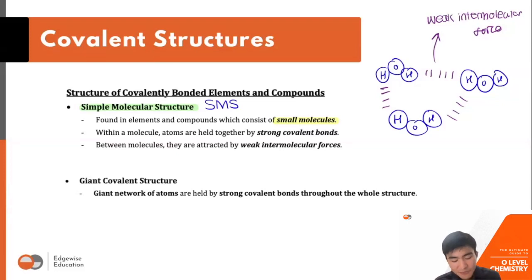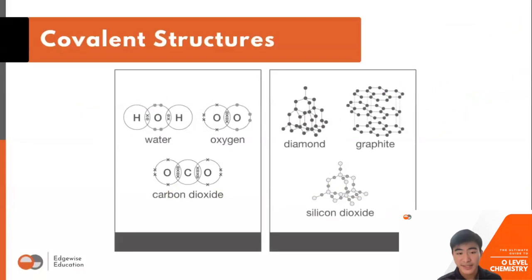Now, this is for simple molecular structure. Next, giant covalent structure. This one is very giant, very difficult to understand. I'm going to go to the next page, then I tell you. Okay, now giant network of atoms, they are held together by strong covalent bonds through the whole structure. Okay, this one, I'm going to leave it for later. Let's look at this structure first.